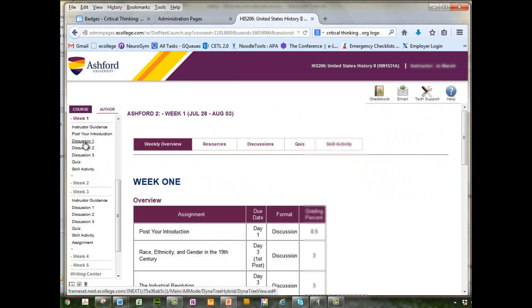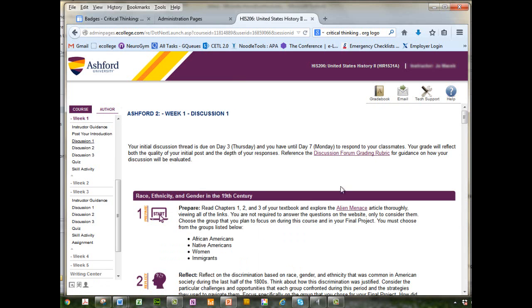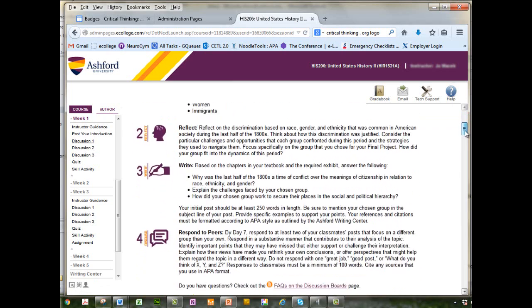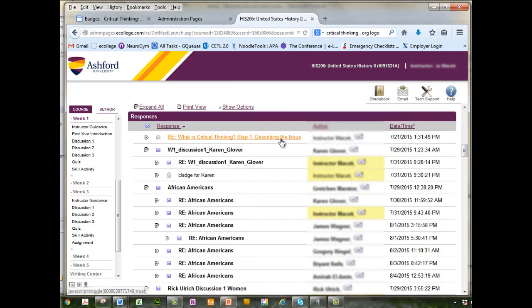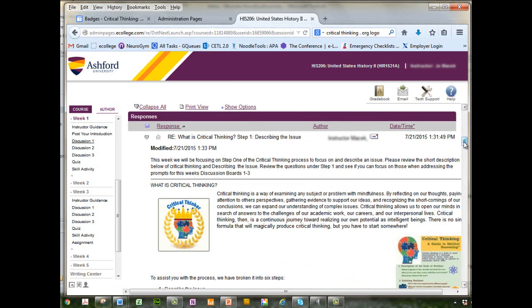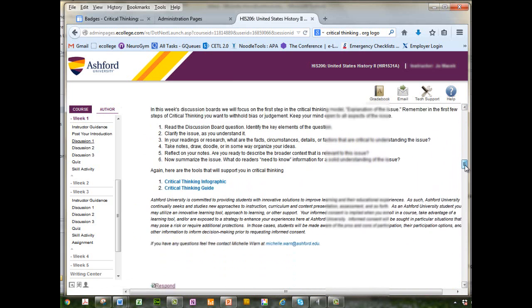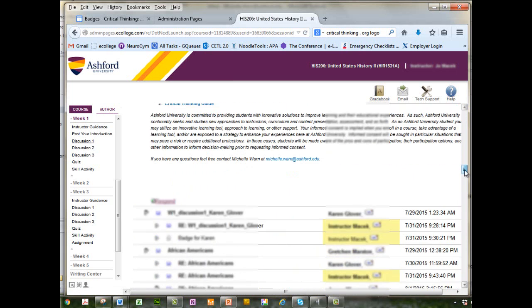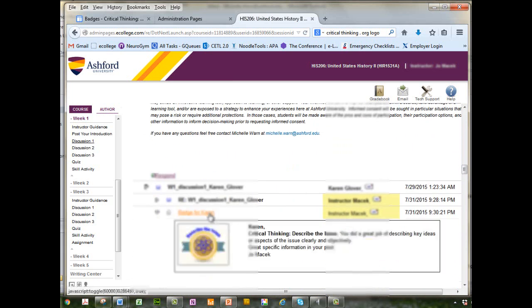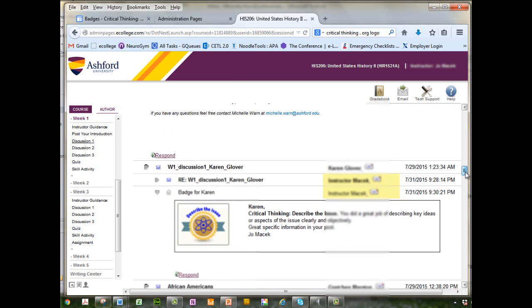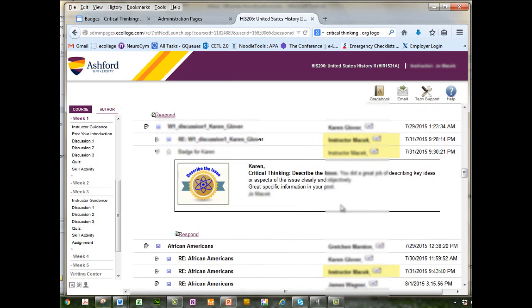So we're going to go to week 1 now, and we'll go to discussion 1 of week 1. And you can see that the critical thinking message, the exact message that was posted in the announcements, is also in week 1 of the first discussion board of the week. And then the instructor uses the badges, and in some cases it can be as simple as copying and pasting the feedback from the website right into the response, and you're good with it. That's all you need to do.